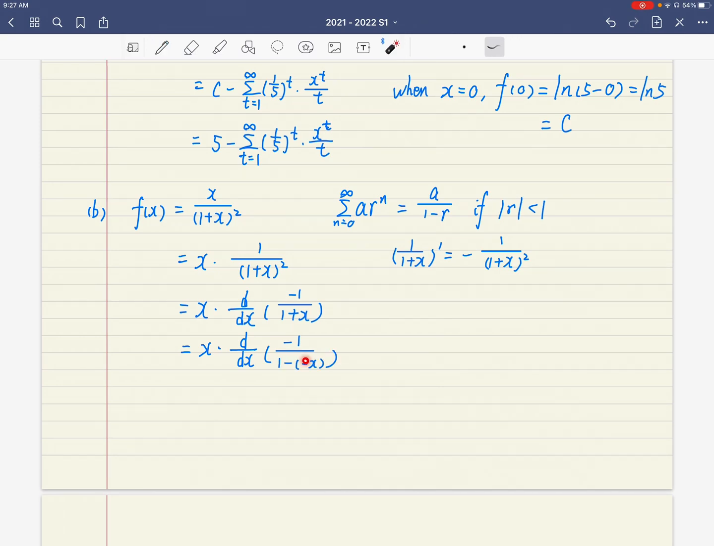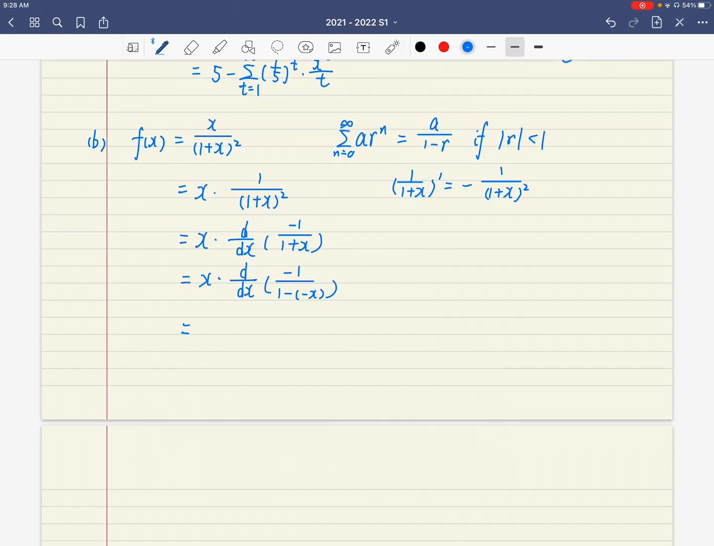Okay, so now this is my r, this is my a, and it is equal to the geometric series: the summation from 0 to infinity of a times r to the power of n, if the absolute value of r is smaller than 1.